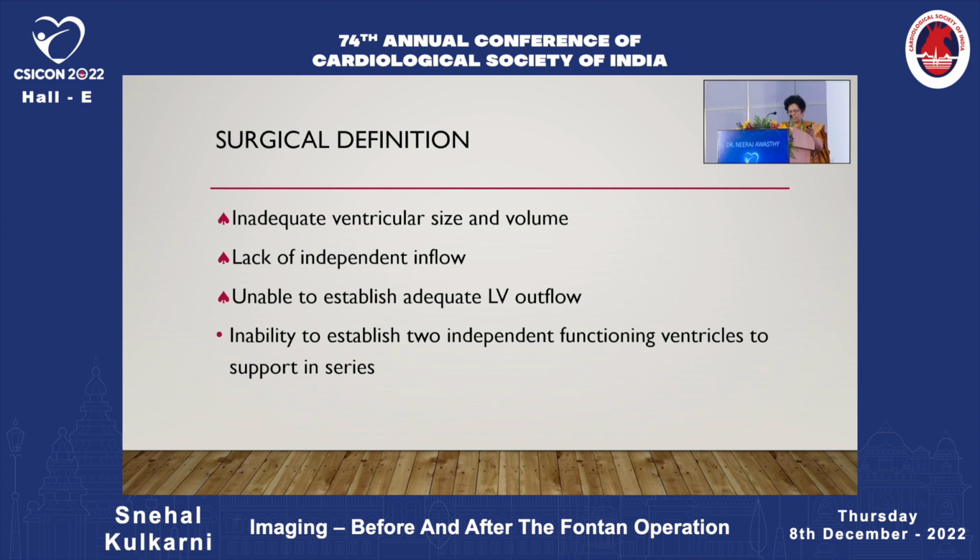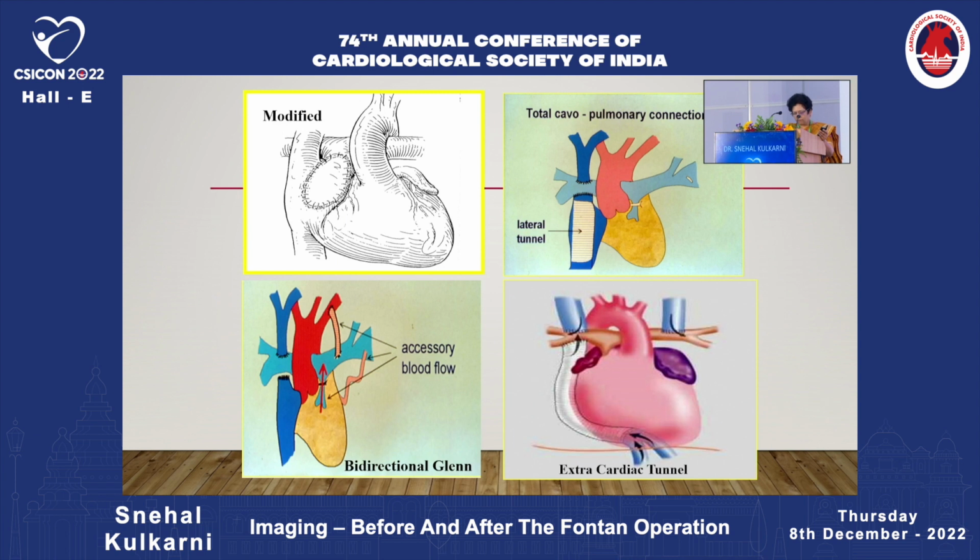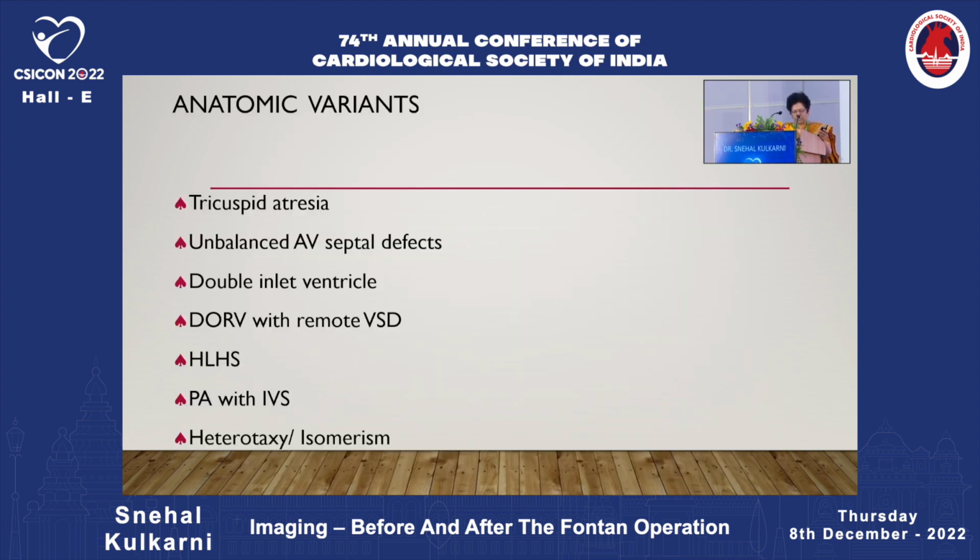If you see the surgical definition wise, we know that it's been done in patients who have inadequate ventricular size and volumes. There will be lack of independent inflows, unable to establish adequate LV outflow, and inability to establish two independent functioning ventricles in circulation, supporting series. So this is in general the definition of univentricle repair, and there have been a lot of changes from the initial description of Fontan to modified Fontan, lateral tunnel, and extracardiac Fontans.